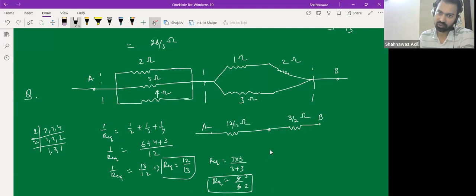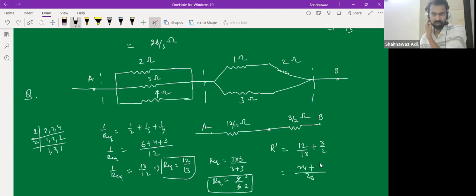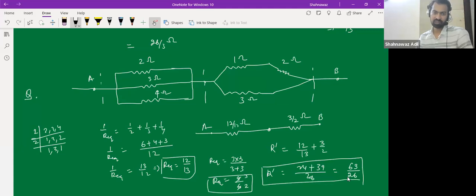So what would be the equivalent resistance? This would be 12 by 13 plus 3 by 2. So 24 plus 39, that is 63 by 26. Right, so this is the equivalent. Are you guys getting the same answer? Or is there any mistake in my calculation?